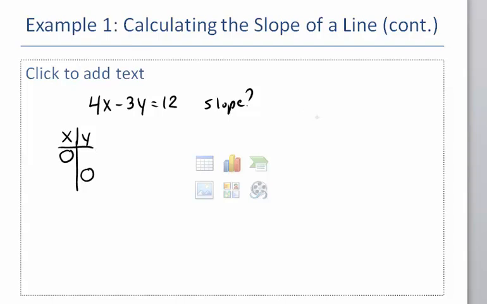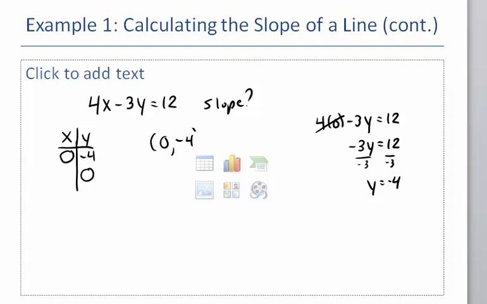So if x is equal to 0, I'm going to take my equation and plug 0 in for x. So I have 4 times 0 minus 3 times y is equal to 12. The 4 times 0 cancels. I have negative 3y is equal to 12. And dividing by negative 3 tells me that y is equal to negative 4. All right, so that is one of the 2 points that we're going to need.